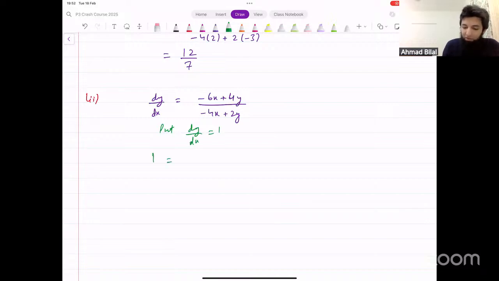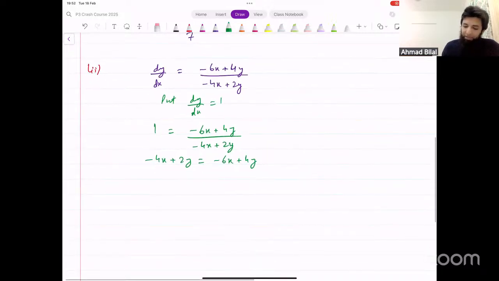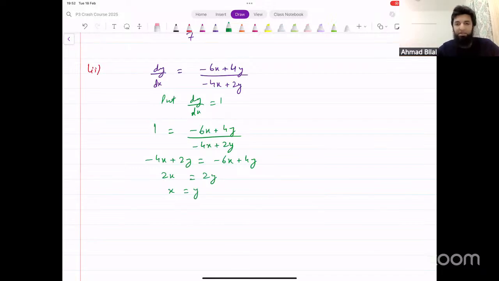So we have 1 equal to (minus 6x plus 4y) divided by (minus 4x plus 2y). Now take that to the other side and you get minus 4x plus 2y equals minus 6x plus 4y. And this turns out to be 2x equal to 2y, and x equal to y. Okay, so if the derivative is equal to 1 at any point on this curve, x should be equal to y at that point. All right.